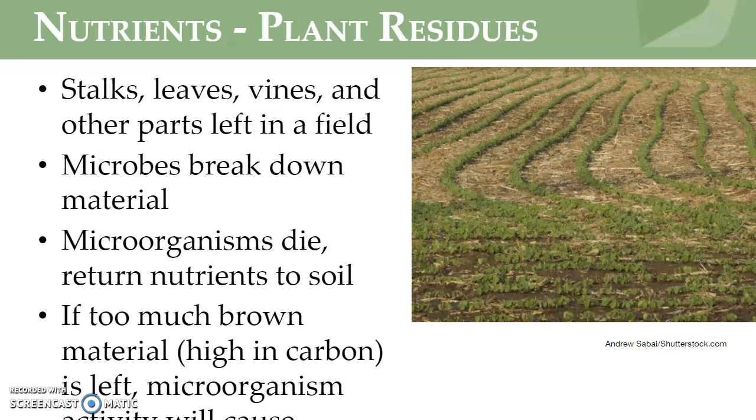But if you have too much carbon returned to the soil and not enough nitrogen, then microorganisms in the soil will actually cause you to have nitrogen deficiency. So you need to be careful about leaving too much brown organic matter in the field or in your garden, because if you do, you're ending up with not enough nitrogen in the soil gradually.